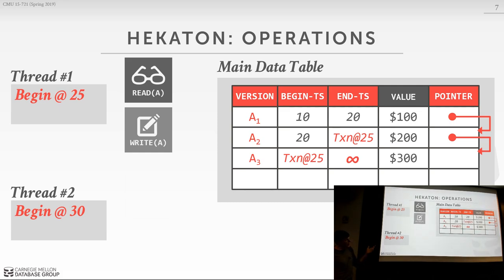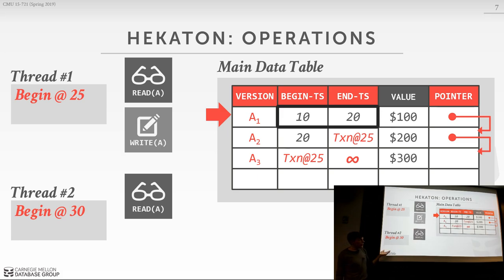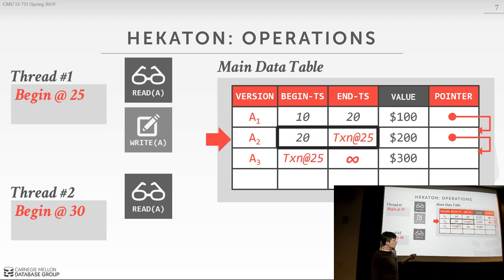Say the first thing he wants to do is read on A. Same thing, start at the head of the version chain. 30 is not between 10 and 20. 30 is not between 20 and 25. So we get to here, 25 and infinity. This is the version that we want to read. But at this point, the transaction has not committed.